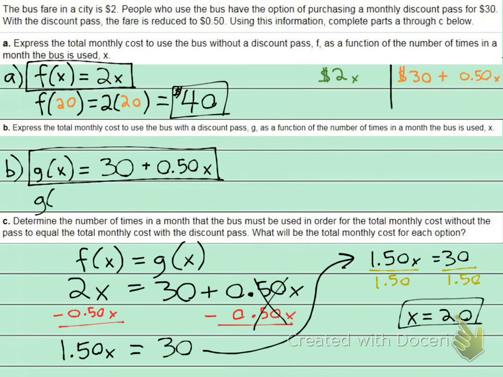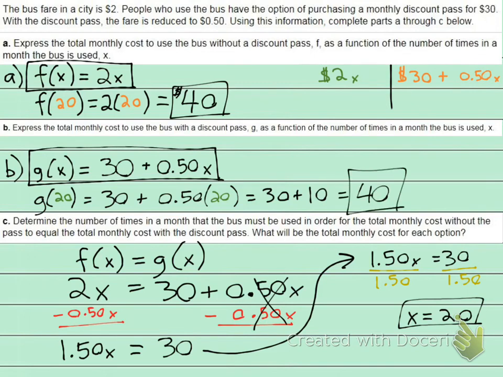The g of 20, I'm taking 20 rides, let me make it green. The g of 20 equals $30 plus 50 cents for each of my 20 rides. So x becomes 20, and that equals 30 plus 50 cents times 20 rides, which is 10. 30 plus 10, I knew it, 40, right? It's the same amount of money. Hey, what a great problem.